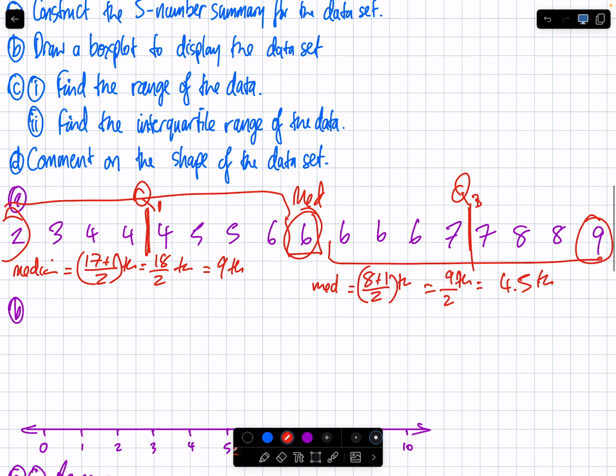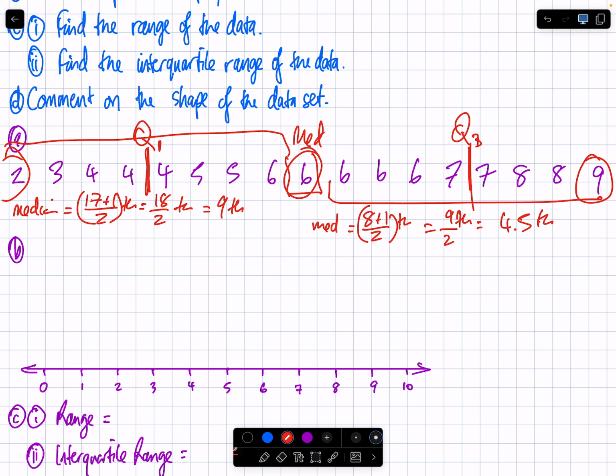B, draw a box plot to display the data set. Is my scale going to fit this? Yeah. Because what's the minimum? 2. 2 is going to fit. Is the max 9, so it's going to fit there. So you help me draw this. Where is the long line going to be for the median? Number 6. Where is the shorter line for the min going to be? 2. Max? Where is the left-hand side of the box going to be? Where's the right-hand side of the box going to be? 7. You can see it's not symmetrical, so we're going to have a skewness to this.